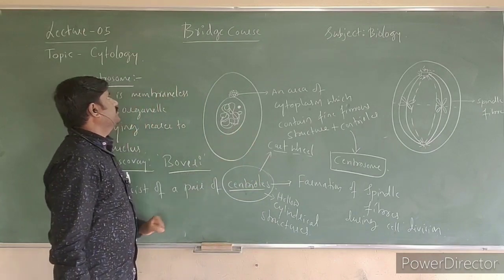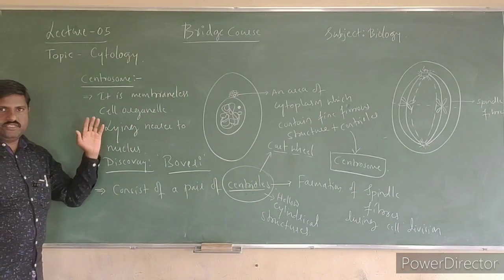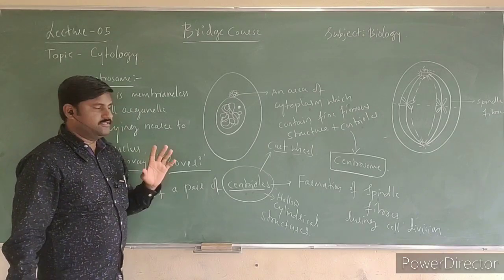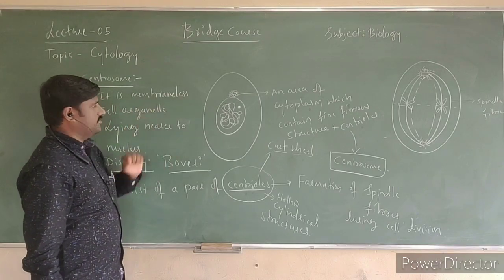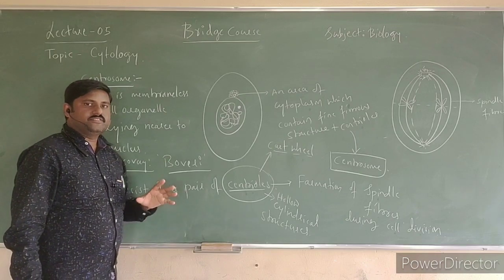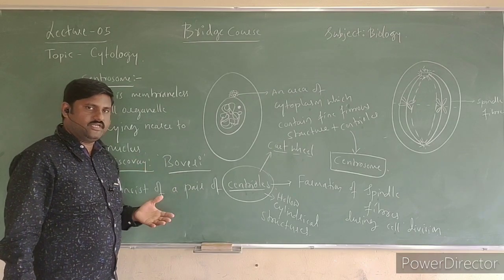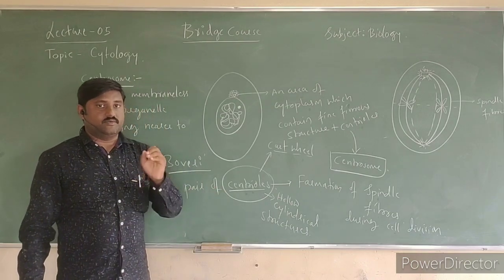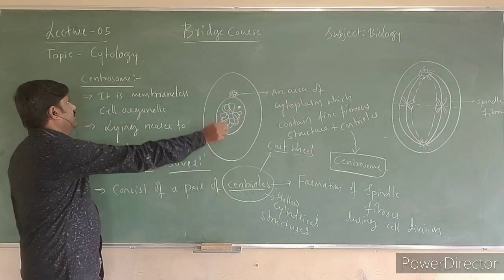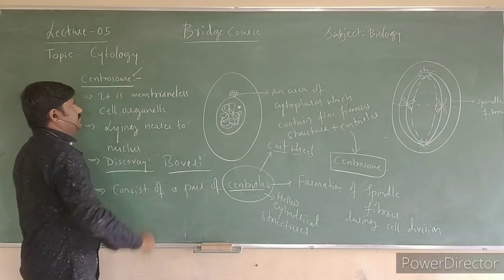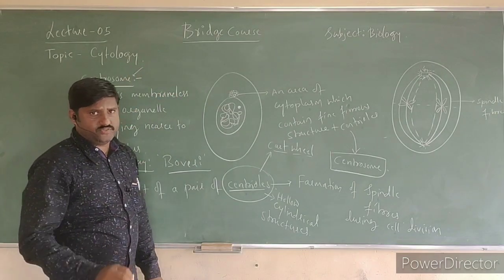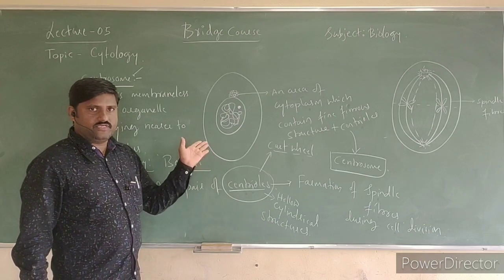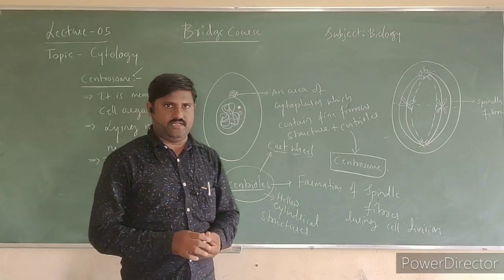So this is about what centrosome is, another kind of cell organelle, which is membrane-less. Some of the cell organelles are membrane-bound cell organelles. Some others are membrane-less cell organelles. The best example for membrane-less cell organelle is centrosome, and another one is ribosome. Yesterday we have gone through that, right? We'll go to the next cell organelles.